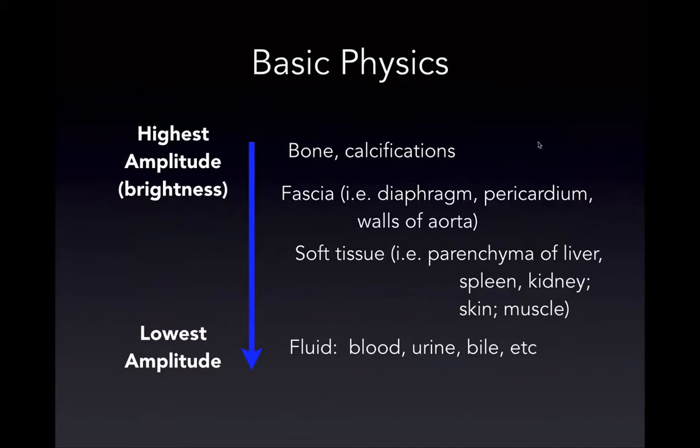They're really bright, they're really hyperechoic. And as you go down, you have fascia, diaphragm, soft tissues, fluid, blood, urine. So they have the lowest amplitude. They come out basically anechoic. And some artifacts are created because of the physics of ultrasound, and they're really important because the presence or the absence of those artifacts allows us to diagnose pathology.